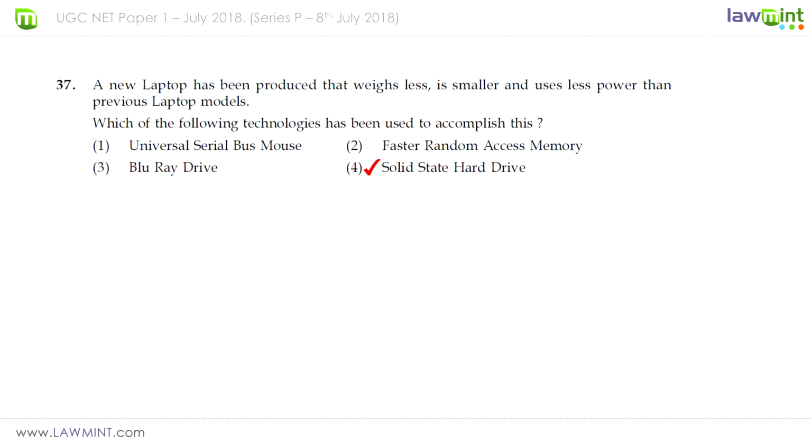Blu-ray disc drive is a relatively older technology, and the newer laptops, especially the Ultrabooks, don't come with a disk drive at all. So the addition of a disk drive is only going to increase the weight of the laptop and not reduce it. Now option 4, which says solid state hard drive, this is the correct answer because most of the new laptops come with SSD hard disks which do not have any moving parts, and these are faster and lighter and use significantly less power than the older generation of hard disks. Therefore, SSD hard drive is the correct answer. Answer choice 4 will be correct.